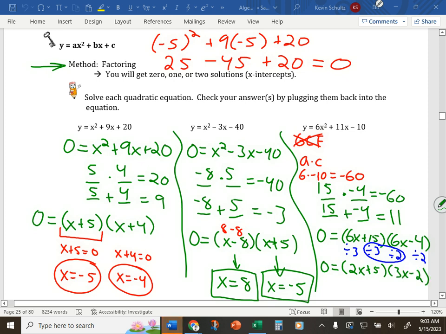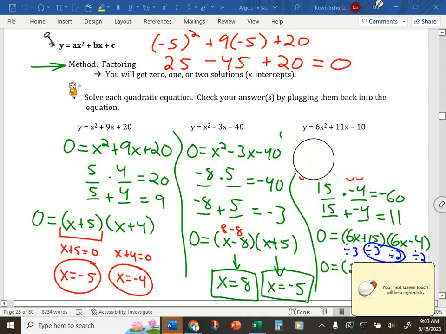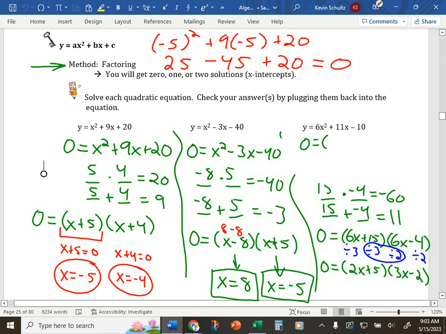Okay. Now just for space issues, I'm going to rewrite that up here. We've got 0 equals, there we go, 2x plus 5 and 3x minus 2.